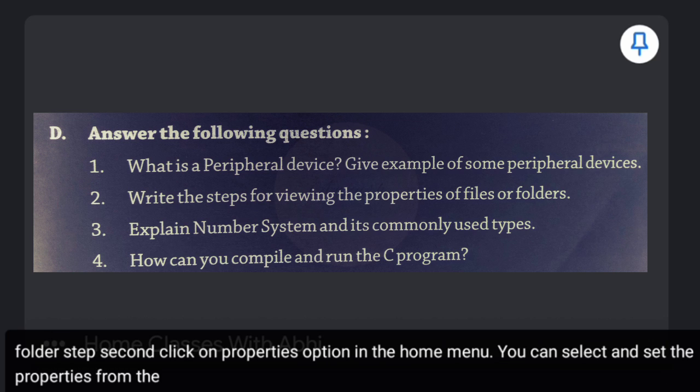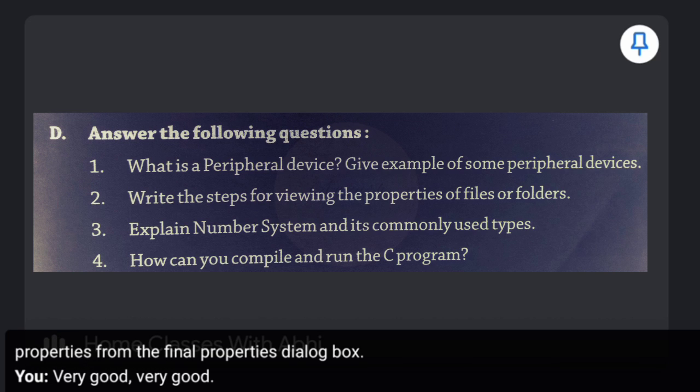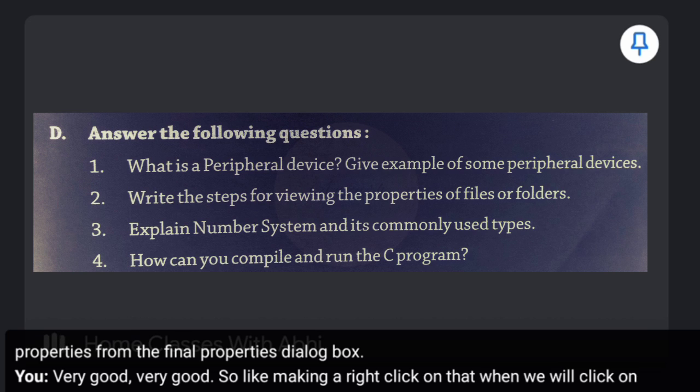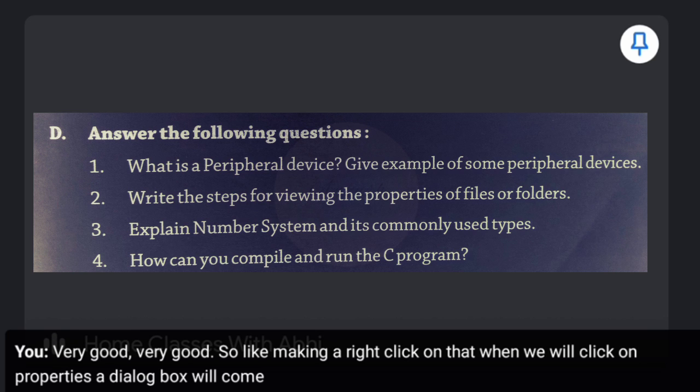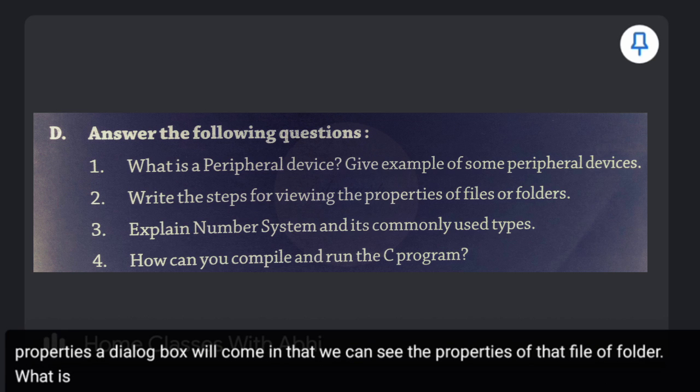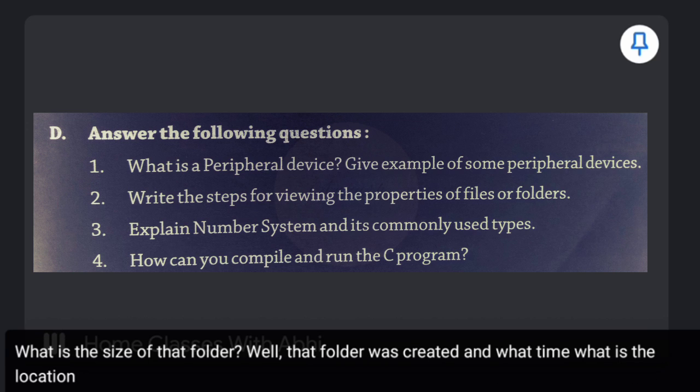Very good. So, by making a right click on that and clicking on properties, a dialog box will come. In that, we can see the properties of that file or folder. What is the size of that folder? When was that folder created? At what time? What is the location, meaning where it is stored.